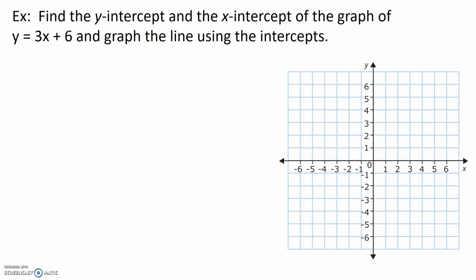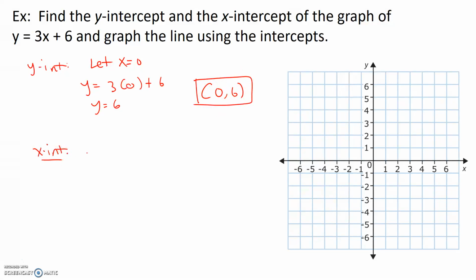Here's another example. Find the y-intercept and the x-intercept of the graph of y equals 3x plus 6. To get the y-intercept, we will let the x value equal 0 and solve for y. So we have y equals 3 times 0 plus 6. Now 3 times 0 is 0, so we will get y equals 6 as the y-intercept. We have to write this as an ordered pair, which would be the point (0, 6).